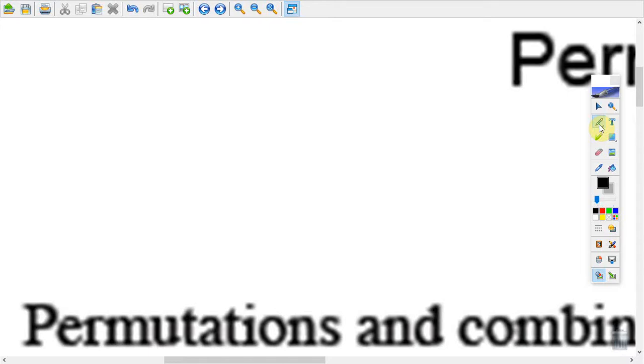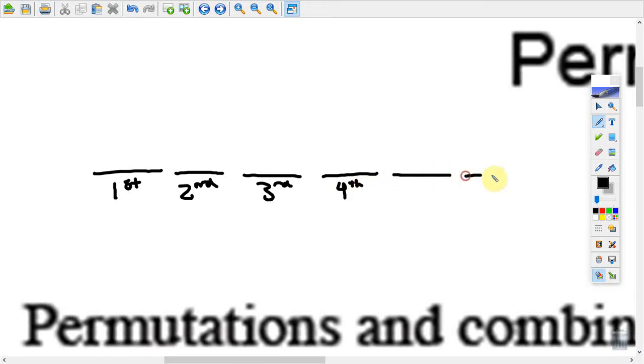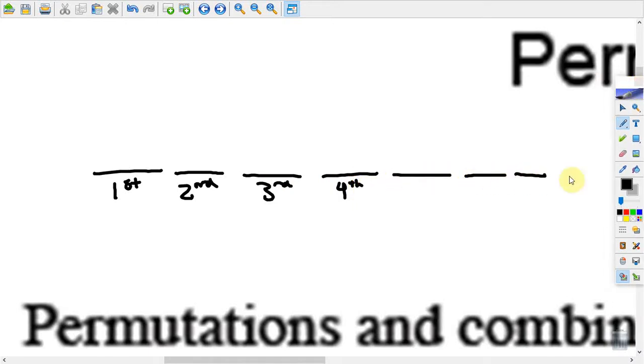So if we think about there being 8 people in the race and 8 positions that they could finish in, they could either finish in first, second, third, fourth, fifth, sixth, seventh, or eighth.